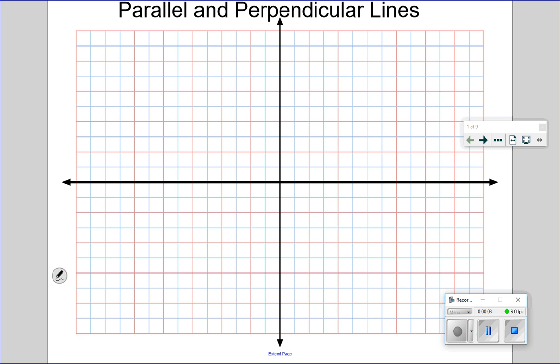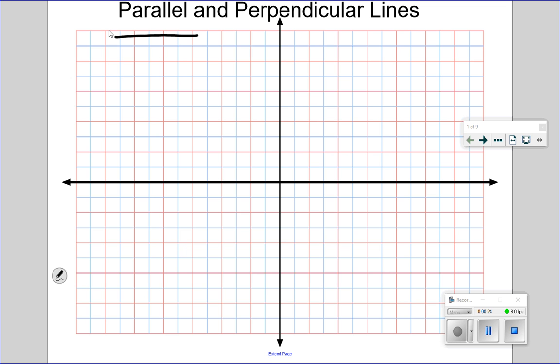Hi guys, today we are going to learn about writing equations of lines that are parallel and perpendicular to other lines. So we need to first get a few characteristics of what makes lines parallel and what makes lines perpendicular in terms of their slope in algebra. So we're going to start with parallel lines.